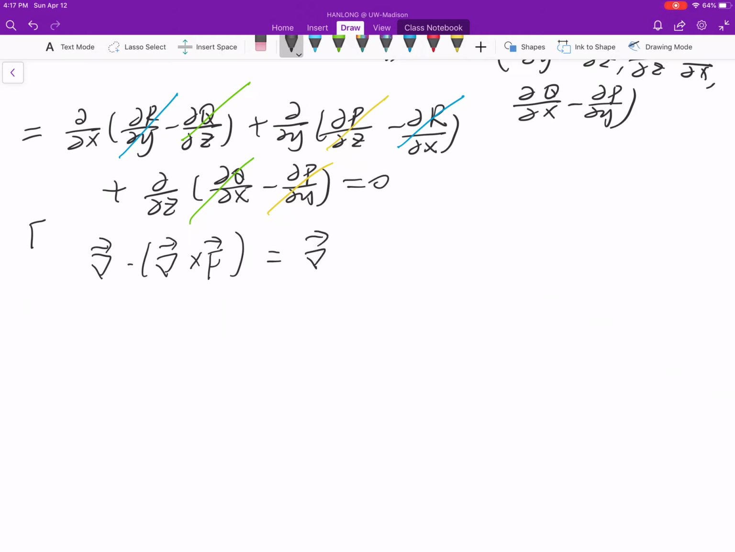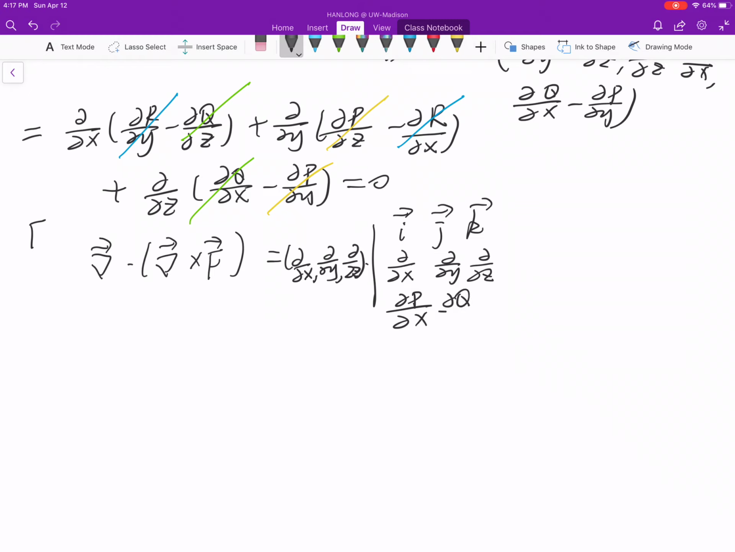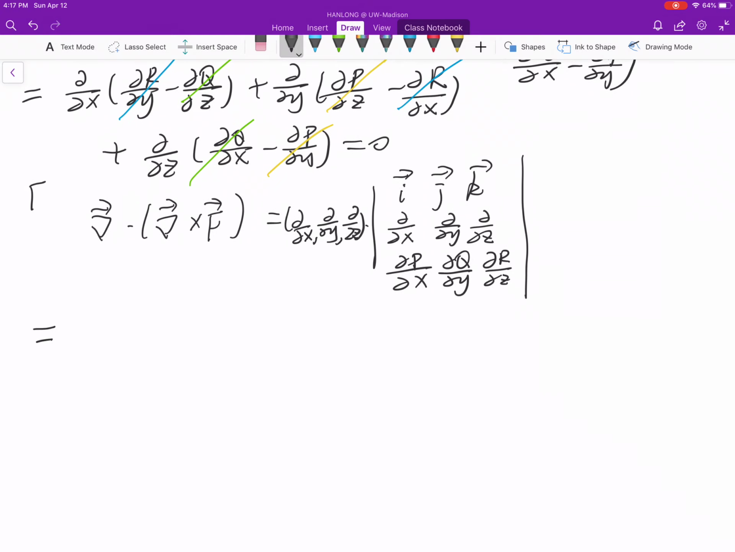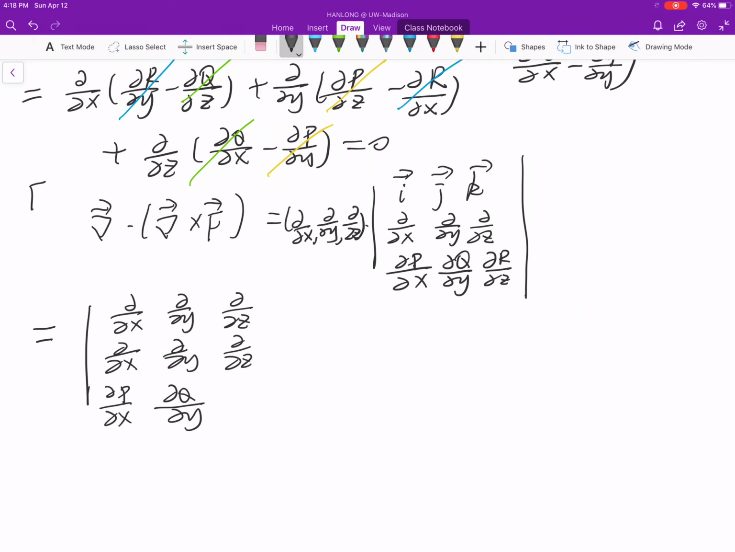Okay, so this will be delta dot ijk. So partial x, partial y, partial z. Probably you can write down the components also here. Dot partial p, partial x, partial q, partial y, partial r, partial z. Okay, then you do this dot product, you just replace ijk by the three components corresponding here. So partial x, partial y, partial z, partial x, partial y, partial z, partial p, partial x, partial q, partial y, partial r, partial z.